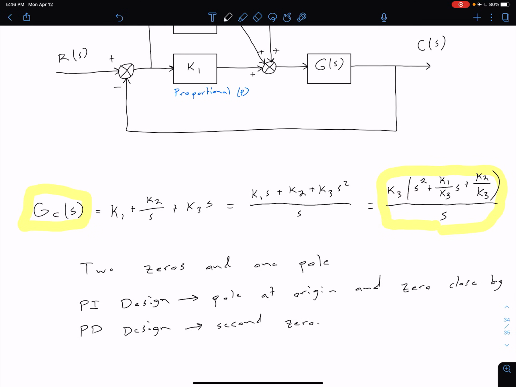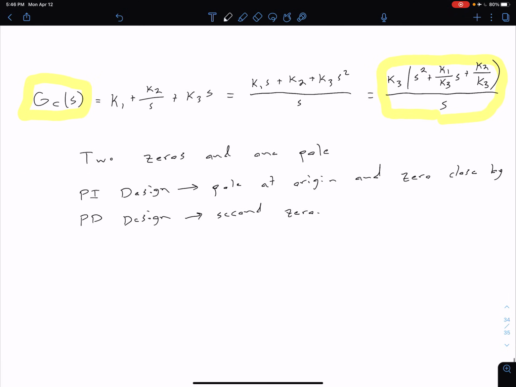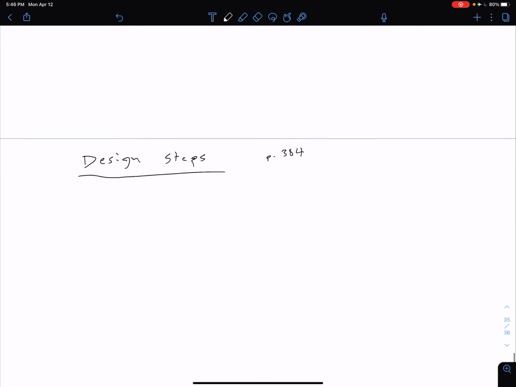As we're going to talk about in our design steps in a second, we're going to see that we can determine the values of these gains, K1 through K3, based on our 2 separate parts from our PI design and our PD design. So let's now talk about those design steps. We're going to get a chance to go through a detailed example, and we're going to put each of these design steps into practice and hopefully get a little more comfortable with them. These are also listed on page 384 in the 8th edition textbook, so you can look there as well as a reference. We're going to have 8 steps in total.